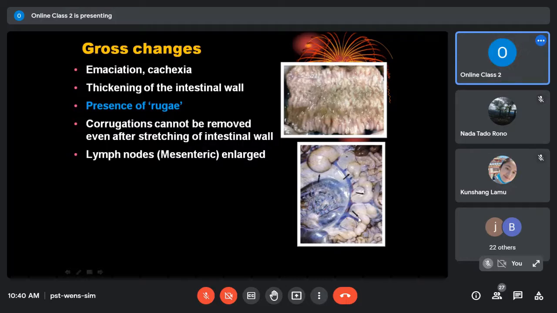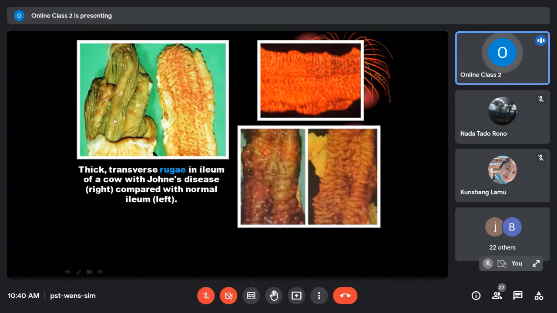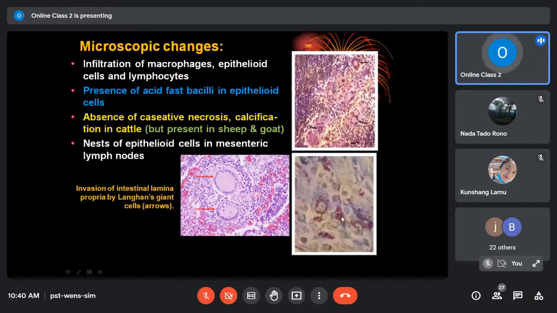And these are some more pictures of the intestinal corrugation. See this transverse type of ridges or rugae in the intestine. These are real pictures of the affected intestine in case of paratuberculosis or Johne's disease.